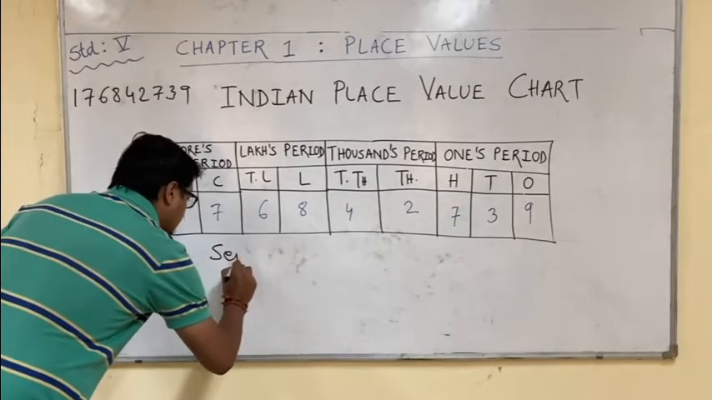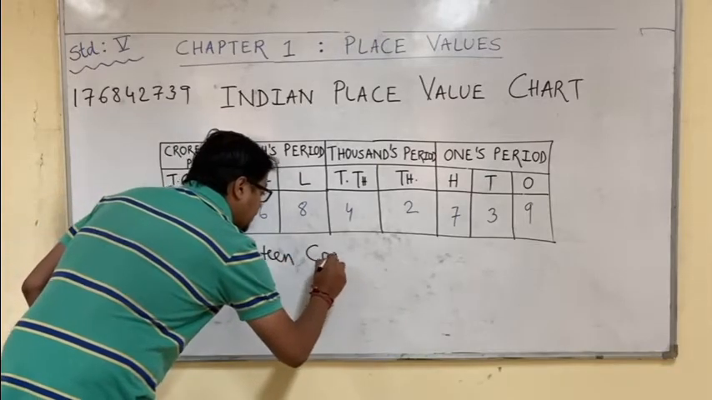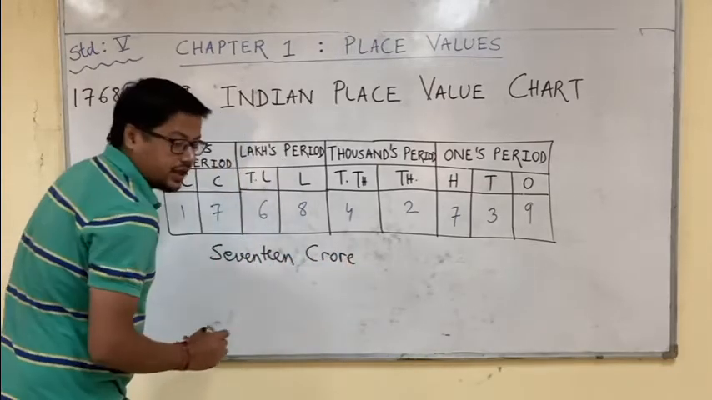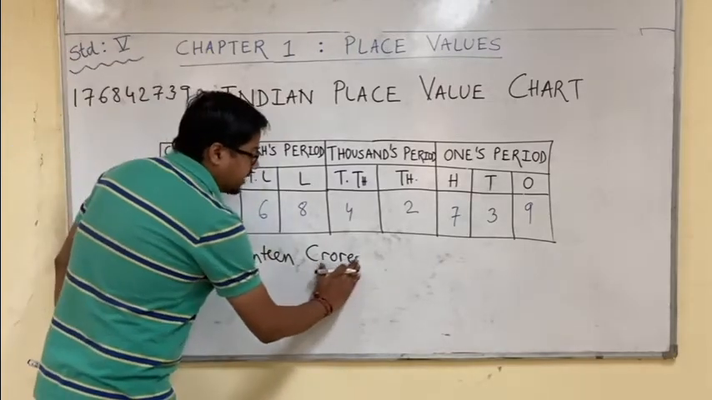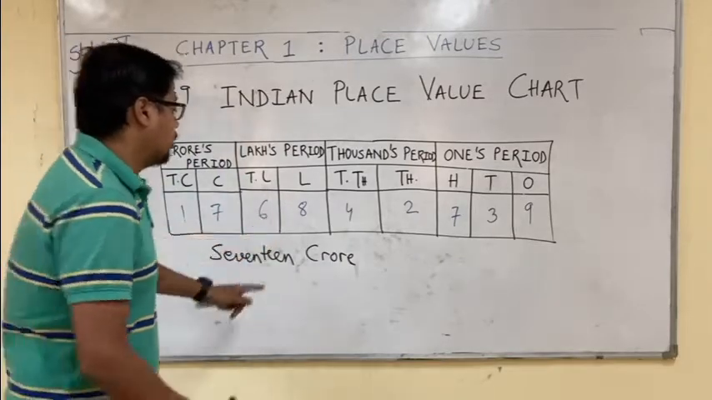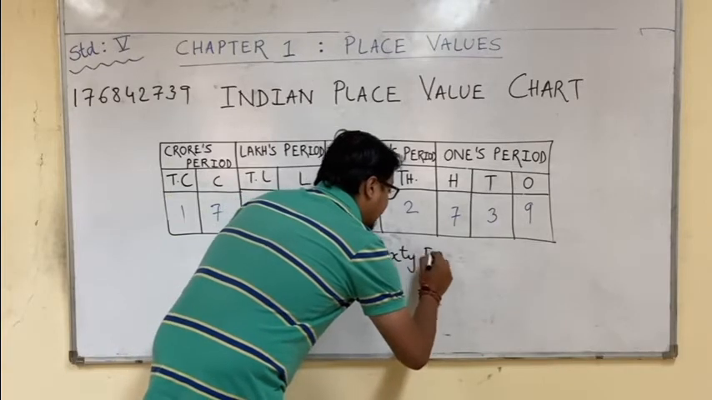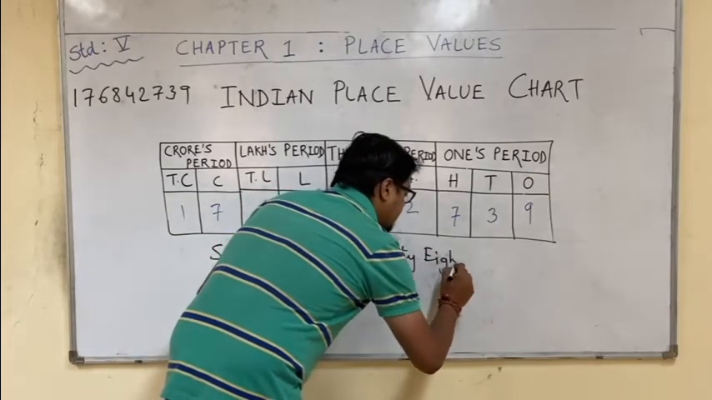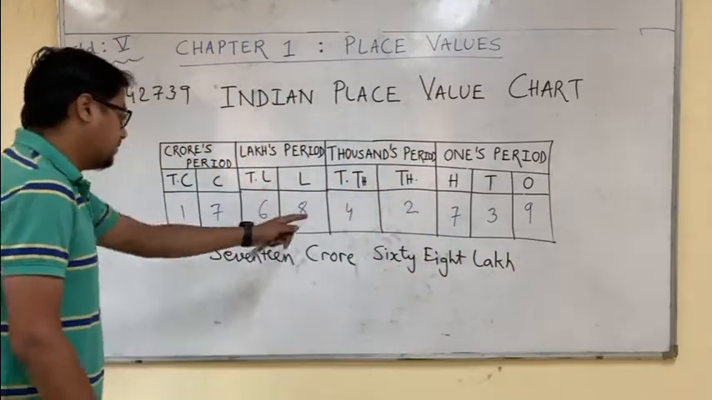Say 17 crore. Now one mistake students will be making is like this. They will write crores. So that is not the correct way. There is no plural form. They will write in singular only. 17 crore, 68 lakh. Again no S.